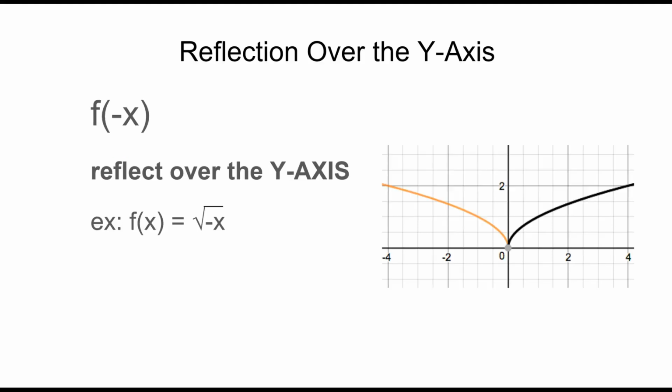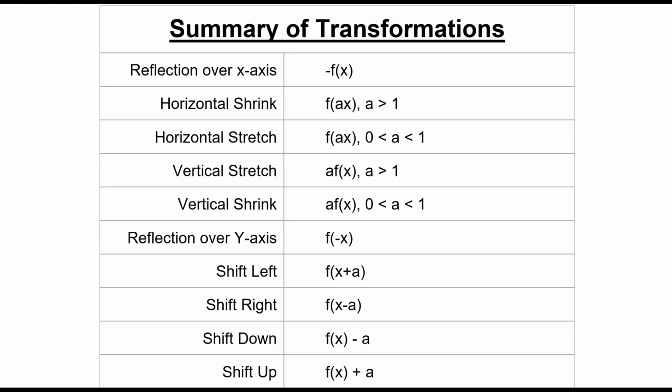And our last transformation is a reflection over the y-axis. This is when we multiply a negative on the inside of the function or to the x itself. So here's our example. We've got our parent function normally faces in this direction, but when we multiply by a negative on the inside, it shifts it to face in this direction over that y-axis. So you can pause the screen here, take any notes you like, and we'll do a few examples together.